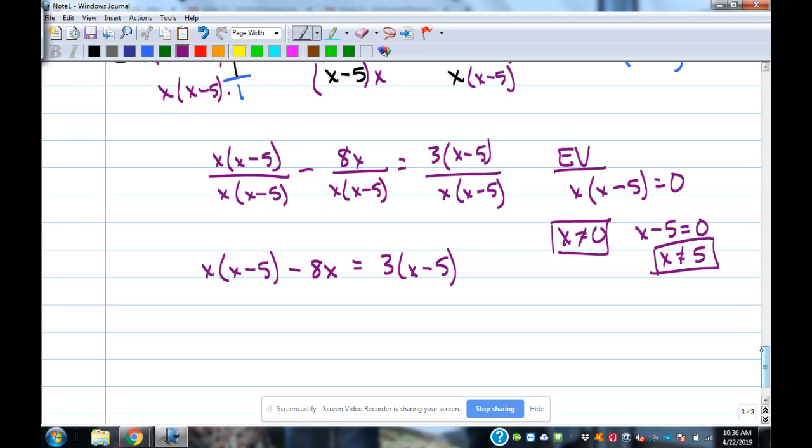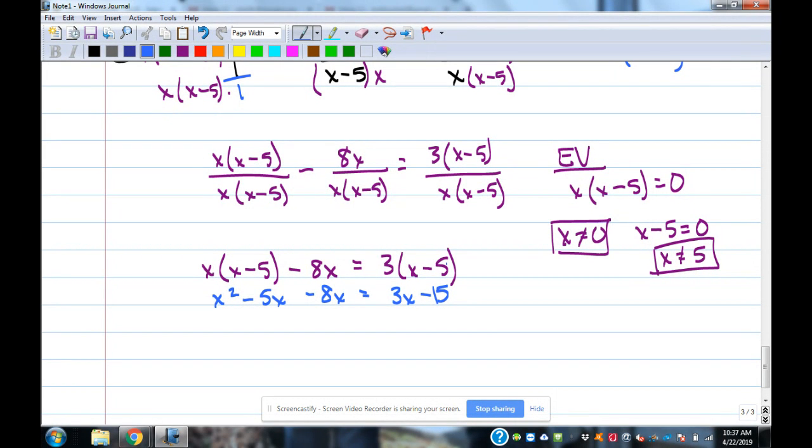Now, you may have already distributed there at that step. I don't care when you do that. You've got to do it at some point. You may already have it as x squared minus 5x minus 8x equals 3x minus 15. Maybe you already do. If you don't, get it there.